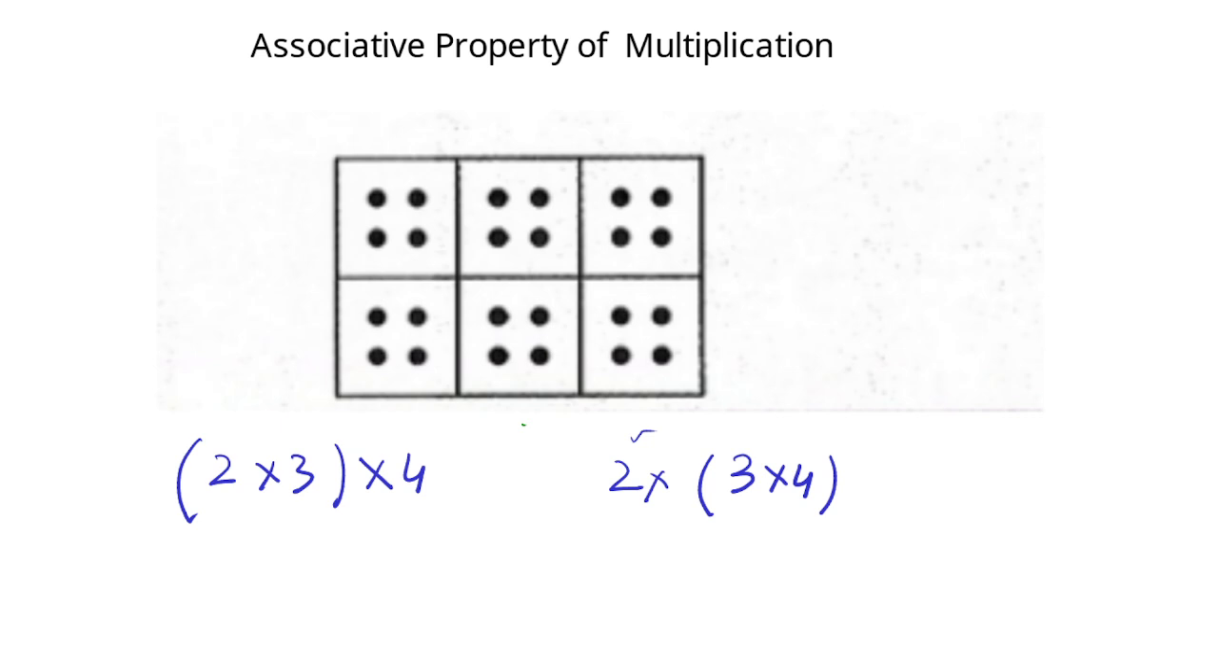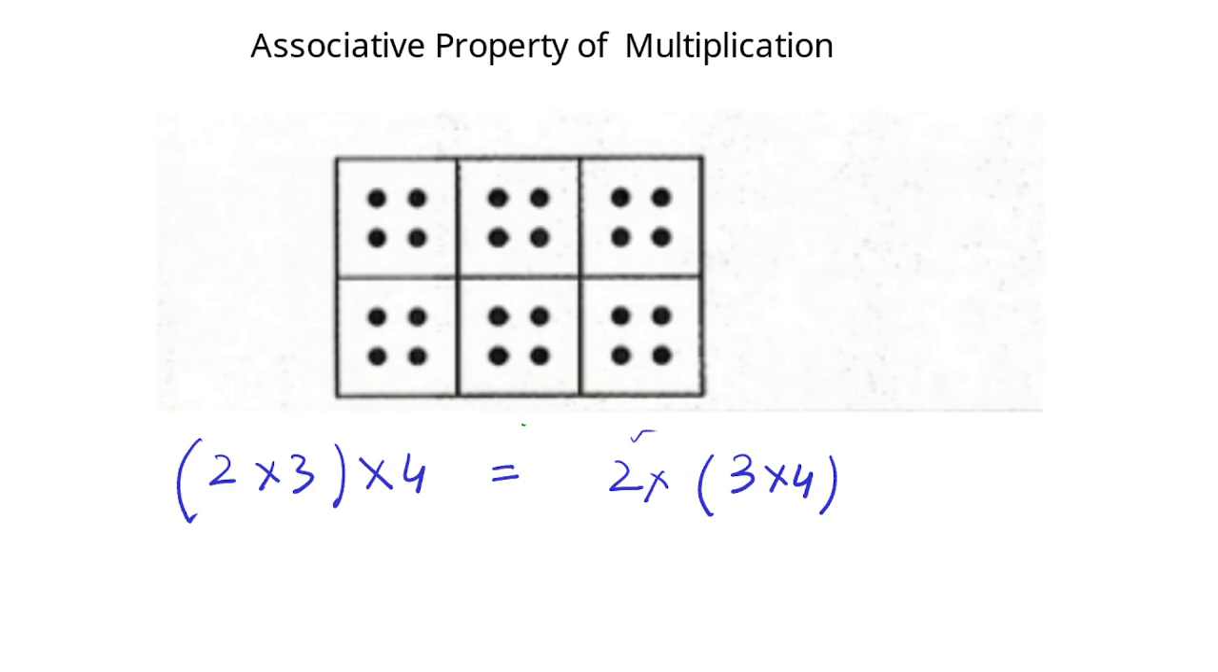Okay, now you can see in both cases the number of dots is the same. So this is an example of the associative property of multiplication, which tells us that if you multiply the first 2 numbers first or the second 2 numbers first, the answer is always the same. So by changing the grouping of the numbers, the answer will always be the same.